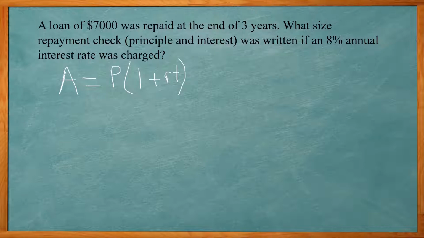Okay, so since this one is not just looking at the interest earned, it's the total balance. So they have to pay the interest and principal, which is going to be your A value. So in this problem, we want to know how much was repaid. They borrowed $7,000. After 3 years of interest, how much will the borrower have to pay? So here, the P is 7,000. We have 1 plus interest rate of 0.08, and it was borrowed for 3 years.